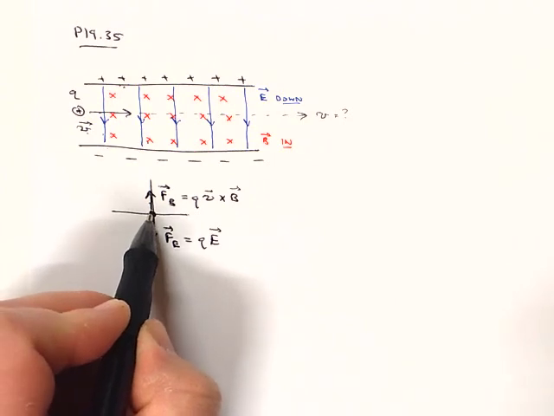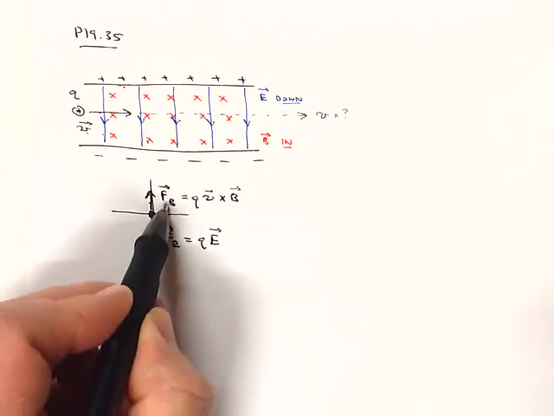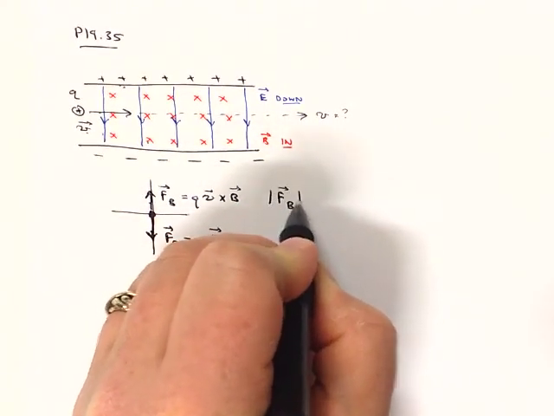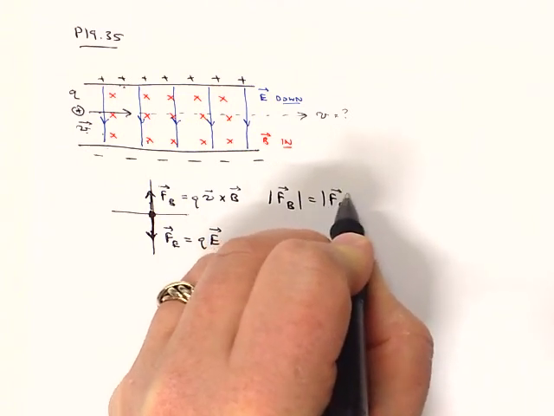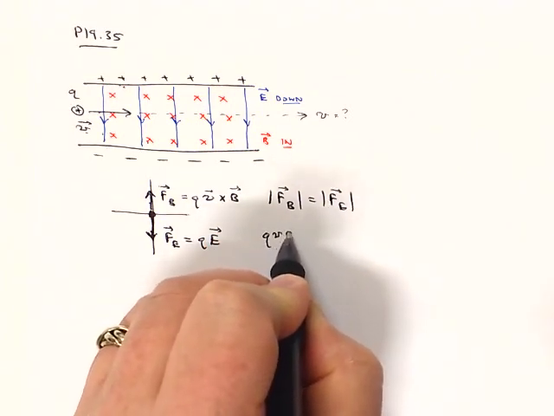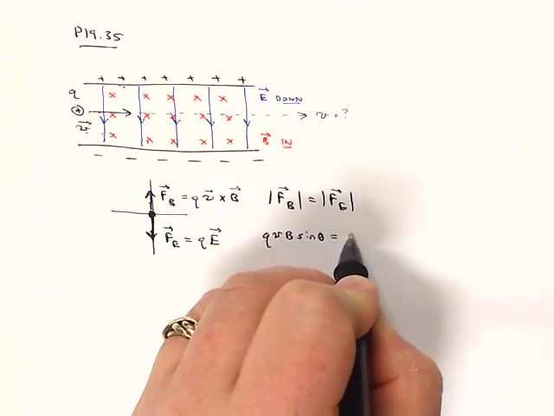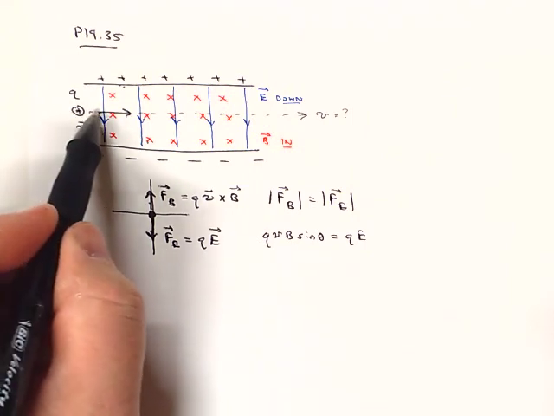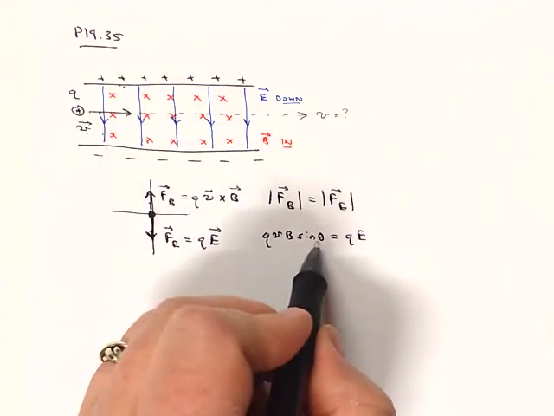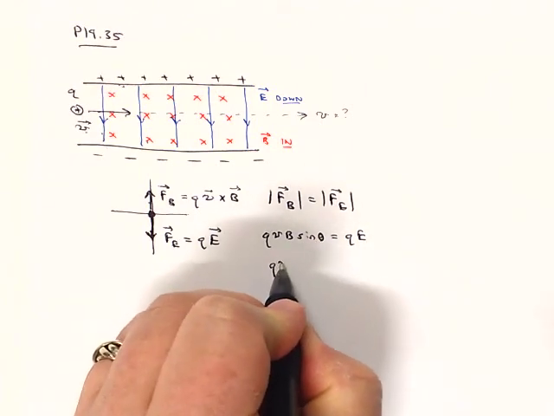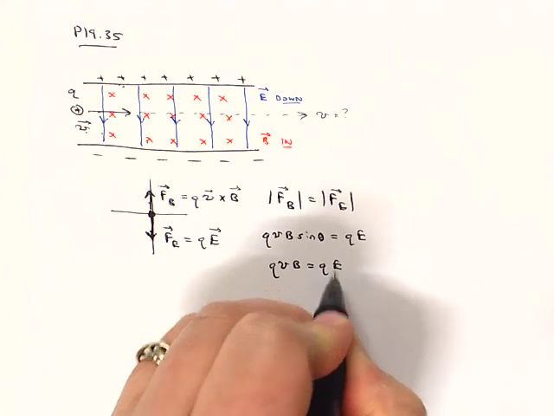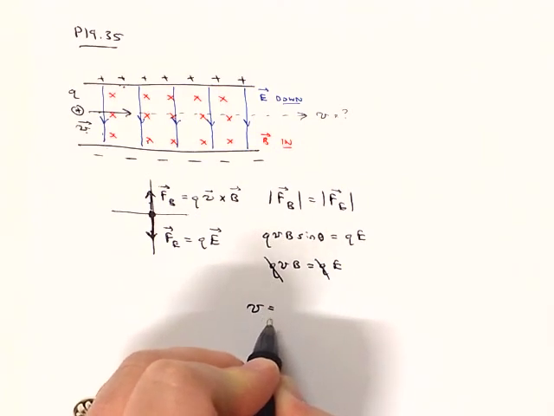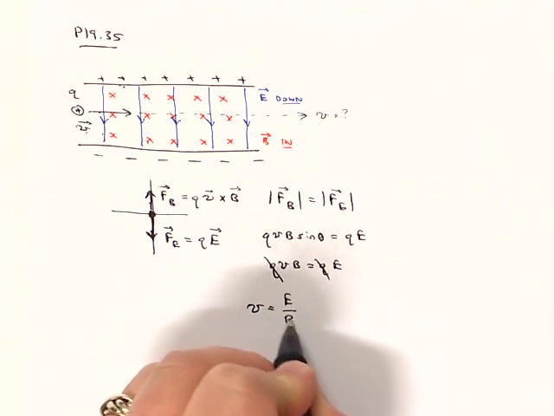In order for this poor little charge to remain in equilibrium, then these two forces must be of the same magnitude. So the magnitude of the magnetic force has to equal the magnitude of the electric force, which is Q V B sine theta equals QE. Now the way we have this set up, the velocity of the charge is perpendicular to the magnetic field, so sine of theta is 1. So QVB equals QE. The actual amount of charge doesn't matter, and if we solve for V, that makes equilibrium, I get E over B.